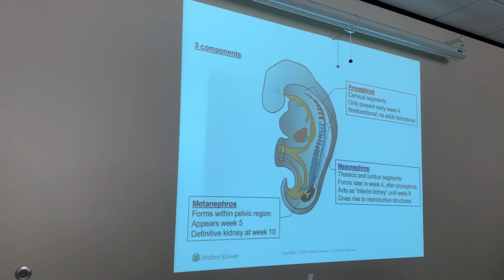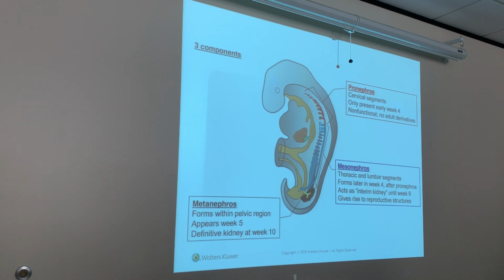So, let's go back to pronephros. The pronephros are only there for 4 weeks, but they leave a duct that is picked up during the next stage of development, and they are still non-functioning, okay? But these go away, but you need the mesonephros because look here, it gives rise to the reproductive structures.